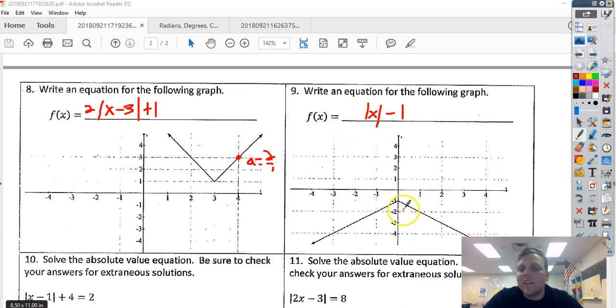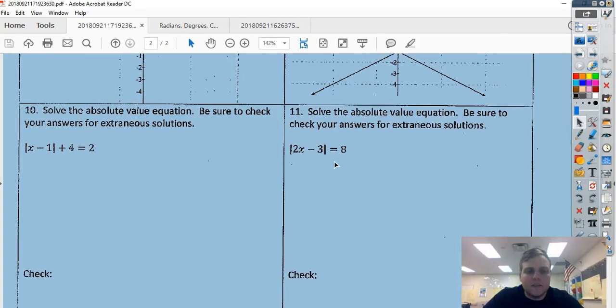But what do y'all notice about this graph that I haven't accommodated for up here? It reflected, that's right. So I need to put a negative sign right here. Very good. However, a is just 1, because to go from the vertex to our next point, we're across x and y at the same time. I went down 1 over 1, so it was 1 over 1, which is just 1.